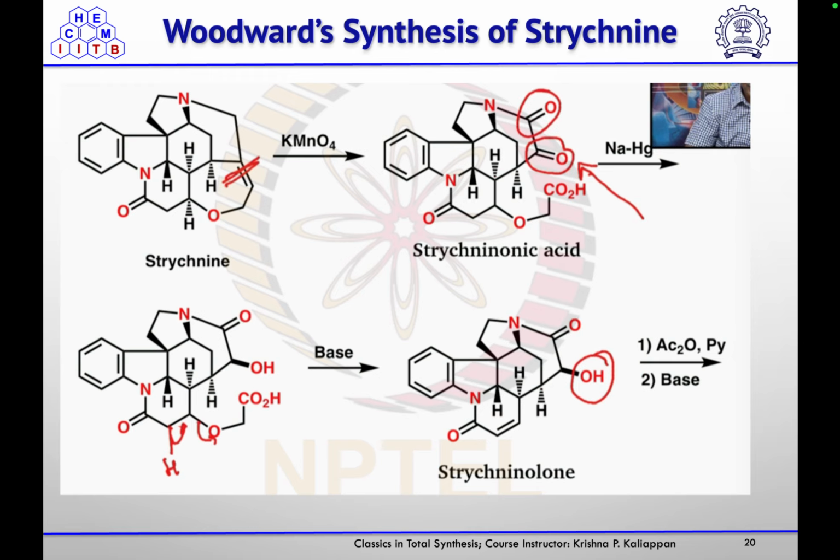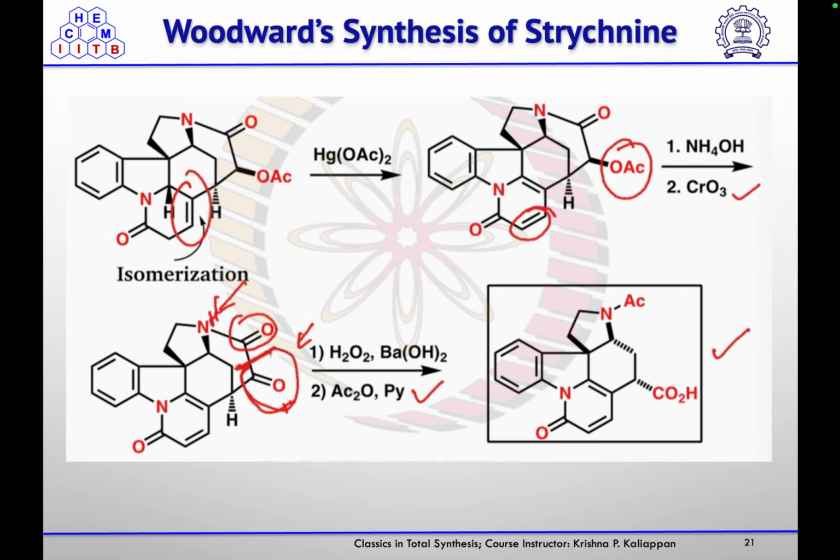Then using sodium amalgam, they reduced the ketone in the presence of lactam to get the corresponding alcohol, which on treatment with base, the base will abstract this acidic proton, and then this elimination will happen and this leaving group will leave. So they got this unsaturated ketone, which is strychninolone. Then that alcohol they acylated using acetic anhydride, and then on treatment with base, isomerization of this double bond was observed.